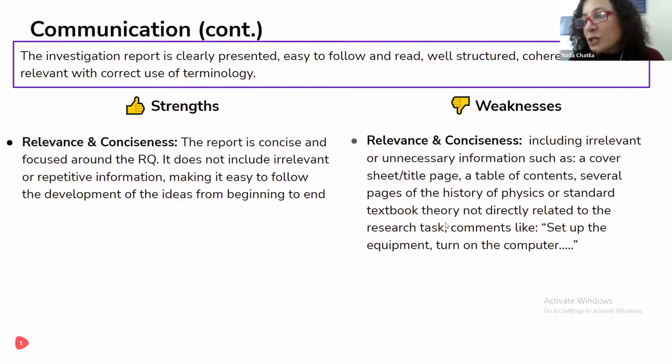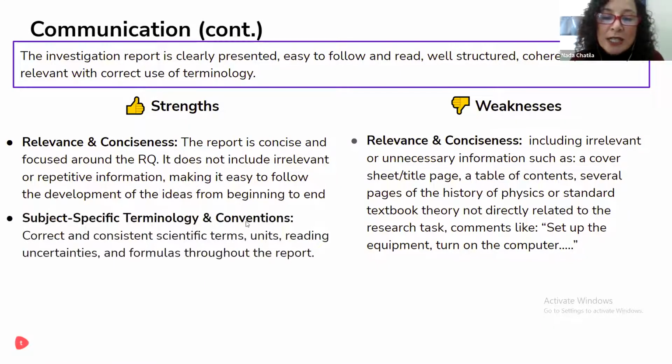But irrelevant information, very, very detailed, exhaustively detailed procedure that gets so boring. Having a table of contents or a cover page, no, this is a waste of pages actually.